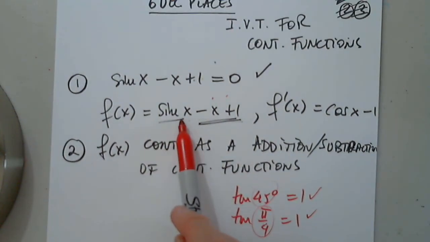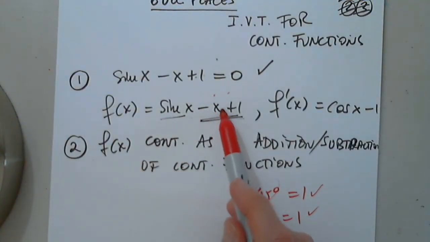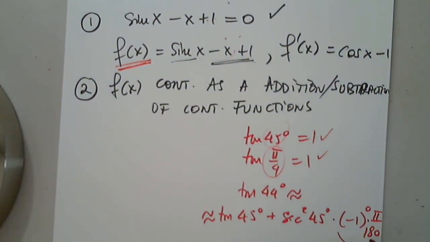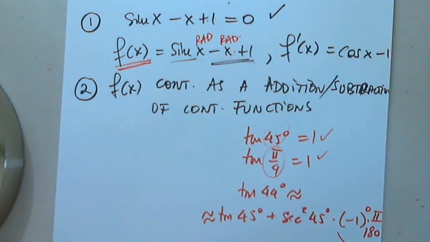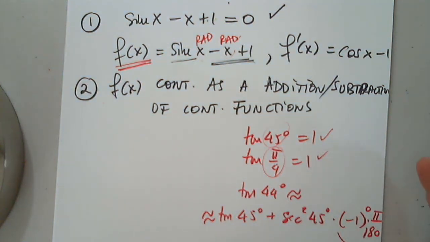What happens here? Because I have an x outside of a trig function in the same function, I have to have radians. So better safe, unless you are given something in degrees, you should not change the mode. You should always have it in radians. Okay, very good question, thank you.